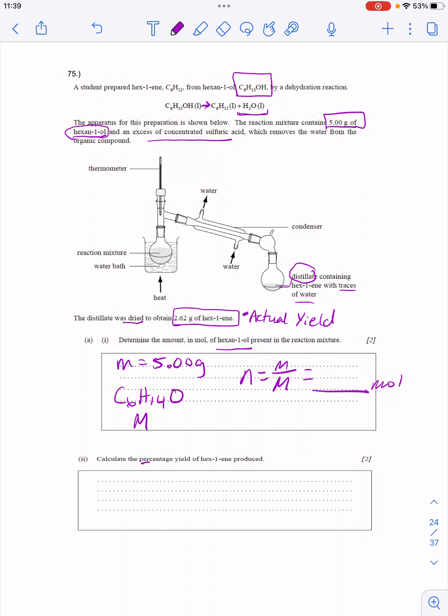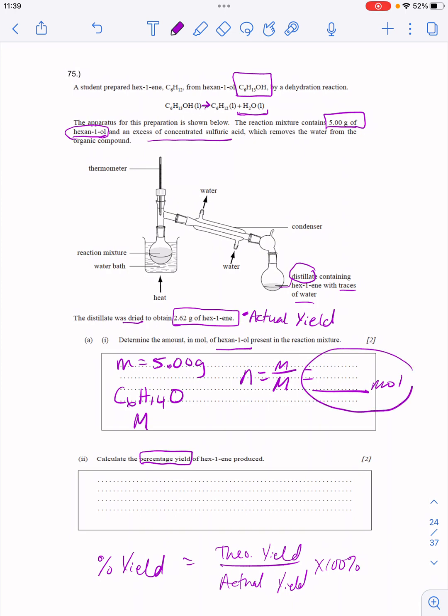Down here in part 2, they want you to calculate the percent yield. And the percent yield is the theoretical yield divided by the actual yield times 100. So the theoretical yield is what you're able to calculate, and the actual yield has to be given to you. So we now know from part A, if we've done out the calculation, we would know the moles of the hexane 1-ol, just taking mass divided by molar mass. We can then carry that value forward to figure out our theoretical yield.